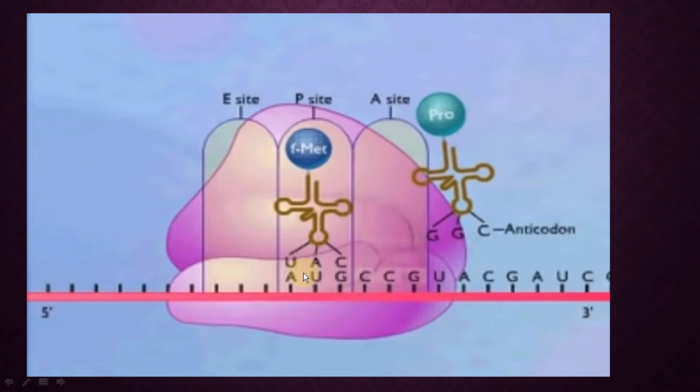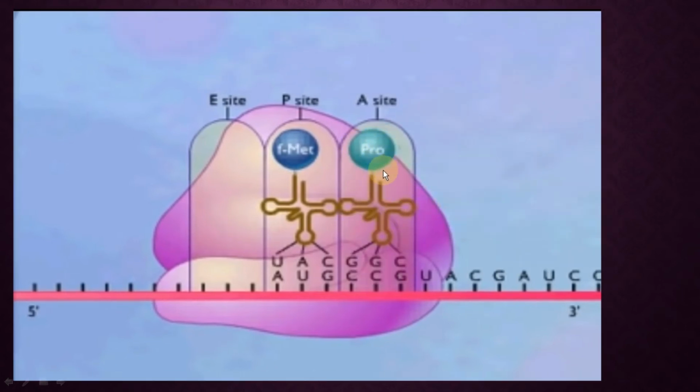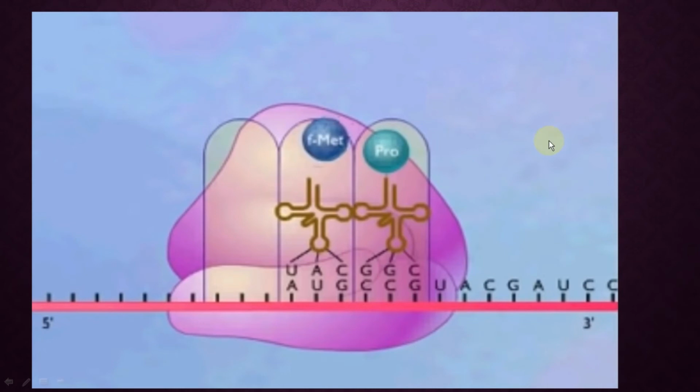And what happens? As soon as the bonding takes place between codon and anticodon, this tRNA releases methionine. In eukaryotes it is methionine, and in prokaryotes it is F-methionine. Okay, it releases methionine here. Simultaneously, another tRNA with its anticodon comes and gets attached to the A site. See, it gets attached, and it is carrying another amino acid.